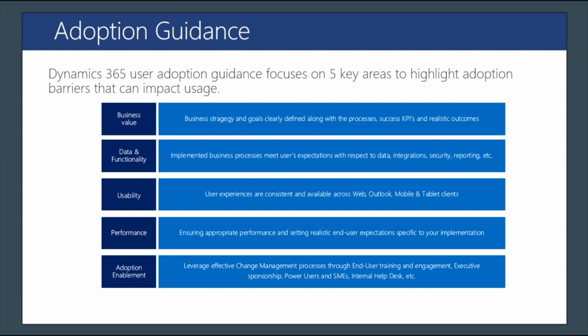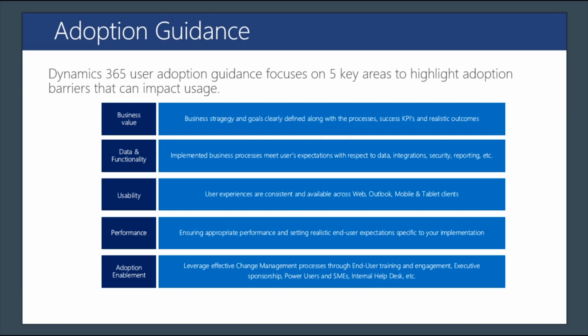We'll also talk about usability. And this is really focusing on the user experience. You want to make sure that your user experiences are consistent and that they are available across all delivery models. So, for example, from the web client or in the browser, when the users are using the system as part of Outlook, their mobile experience or mobile and tablet experience. So those are the types of things that we'll talk about with usability.